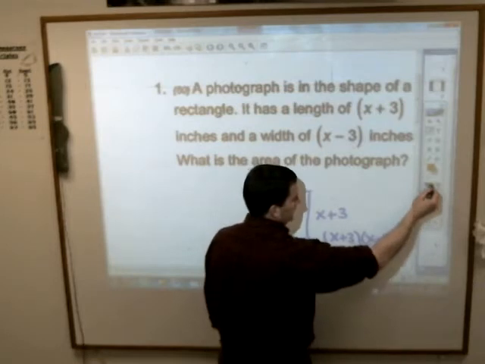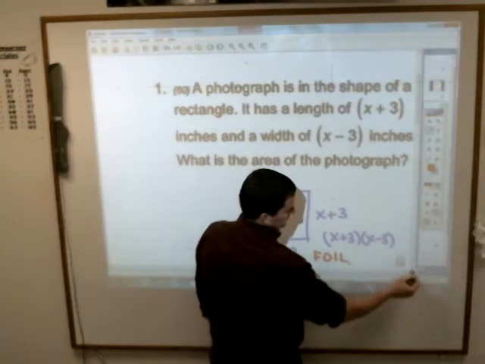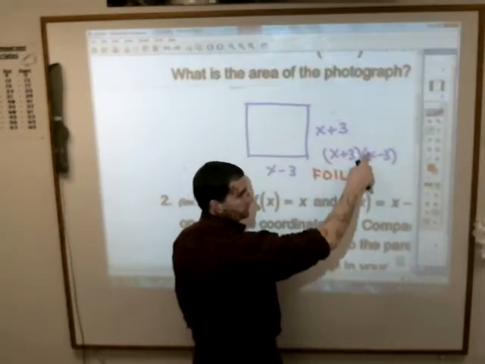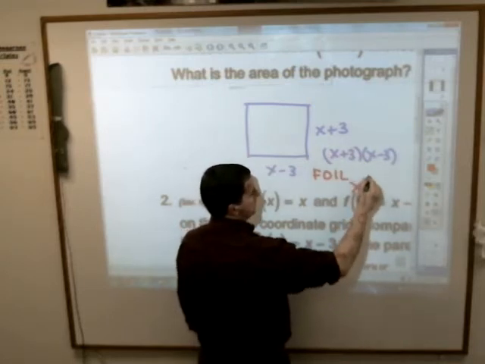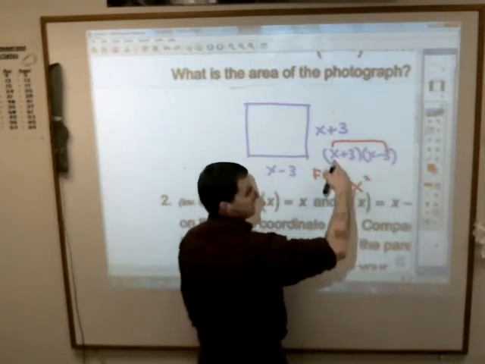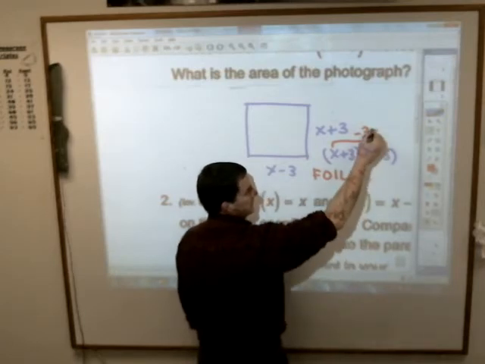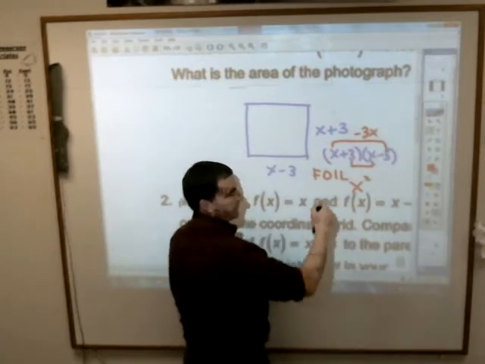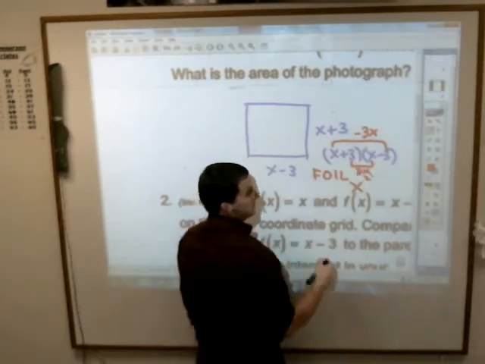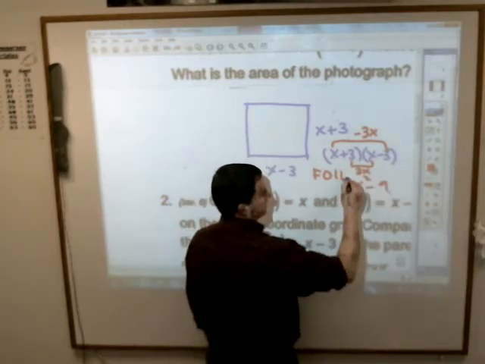So let's do that out. First, outers, inners, last. What do I get, Emma Kate, if I multiply the two first numbers together? X squared. Now if I do the outside ones, what do I get if I take x times negative 3? You get a negative 3x. If I do the two inside ones, what do I get if I have a positive 3 times x? A 3x. And when you put a 3x and a negative 3x together, you get no middle term. And then you have 3 times negative 3, which is a negative 9.